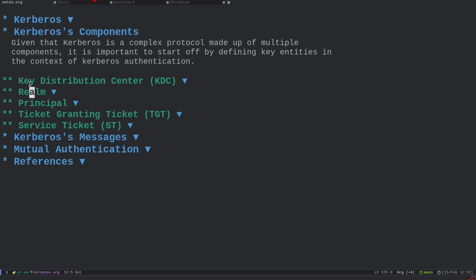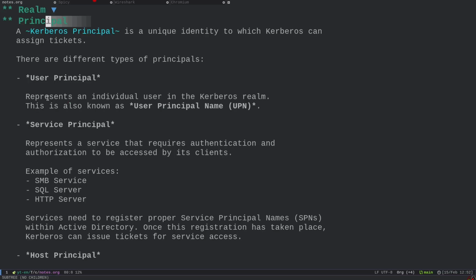A realm is just a grouping of principals. Then what is a Kerberos principal? A Kerberos principal is a unique identity to which Kerberos can assign tickets. So it is an identity that is considered in the context of Kerberos. Now there are different types of principals. User principals represent individual users in the context of a Kerberos realm, and this is also known as a user principal name, so UPN.